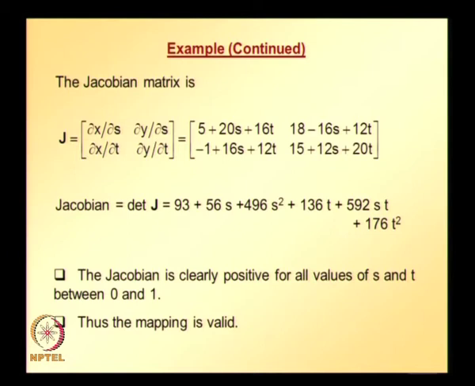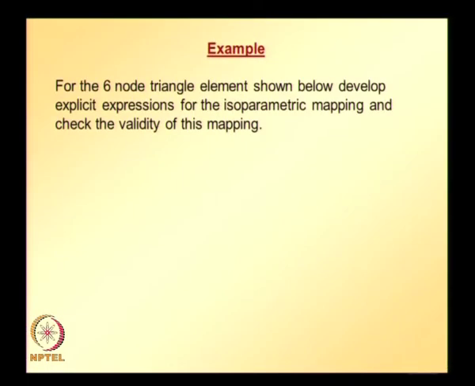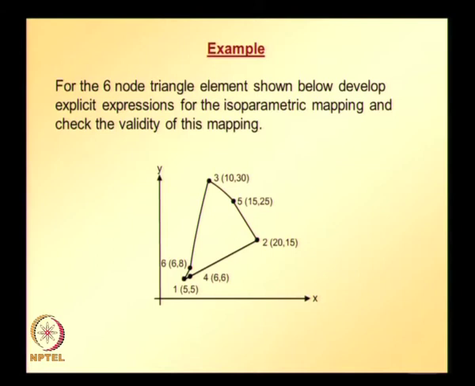So, this is how we can check validity of mapping, and also this is how we can get isoparametric relations. Now let us take this example again, except that we move node number 4 and 6 a little bit closer to node 1. The locations of nodes look like this for the new element.